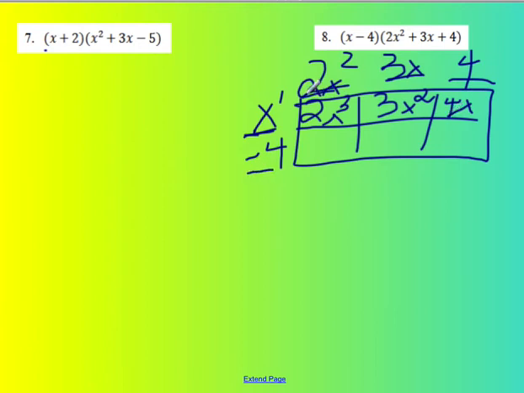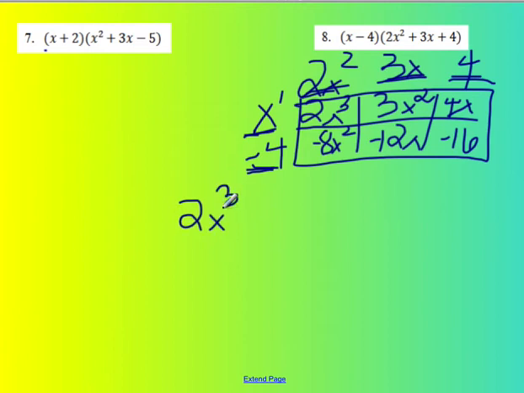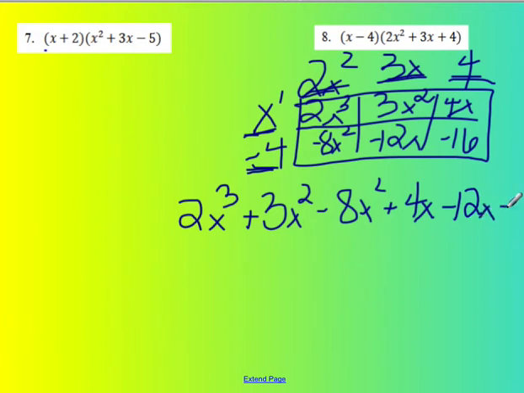Negative 4 times 2x squared is negative 8x squared. Negative 4 times 3 is negative 12, and then x. Negative 4 times negative 4 is negative 16. So then we have 2x cubed, and now I'm going to write my x squared. So I have 3x squared minus 8x squared. Then I'm going to write my x's, so I have 4x and negative 12x, and then that constant at the end, which is minus 16.